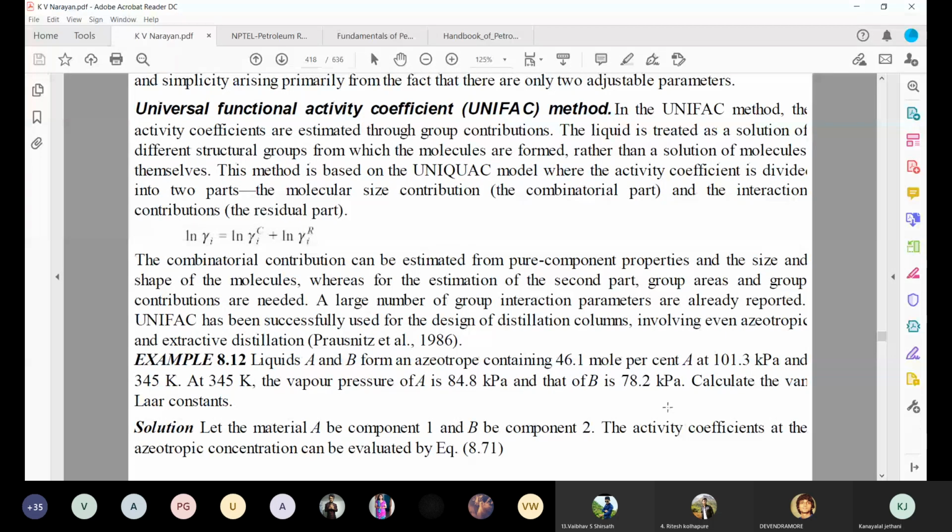How will you find out gamma 1 and gamma 2? P by P^S. Yeah, so find out gamma 1 and gamma 2. Vapor pressure is given, total pressure is given. Find out gamma 1 and gamma 2.